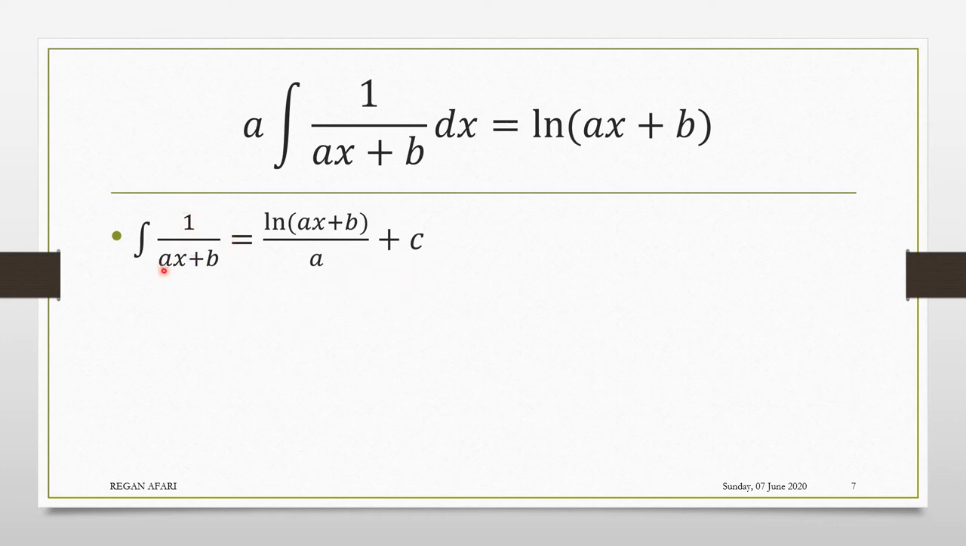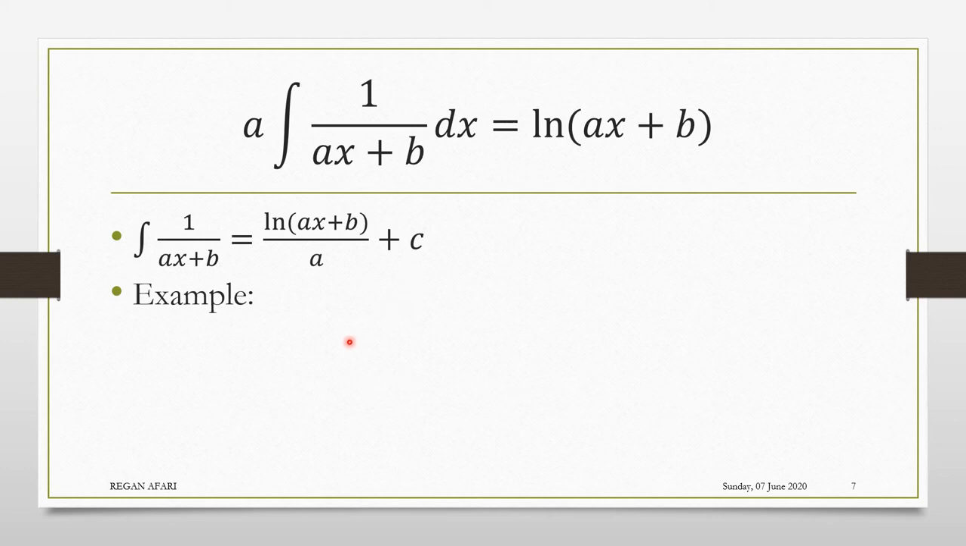So whenever we integrate 1 over ax plus b, our answer is the log of the denominator divided by the coefficient of the x term. You are done. The log of the denominator divided by the coefficient of the x term, and you are done. Then don't forget your plus c, it is very, very important.